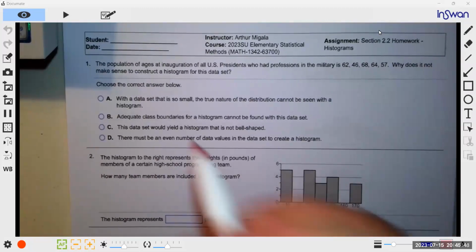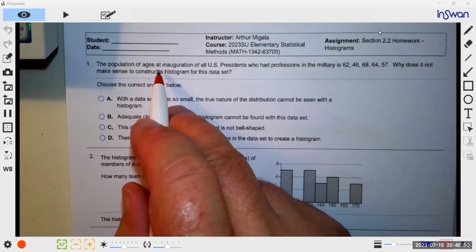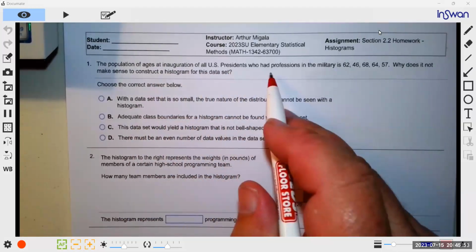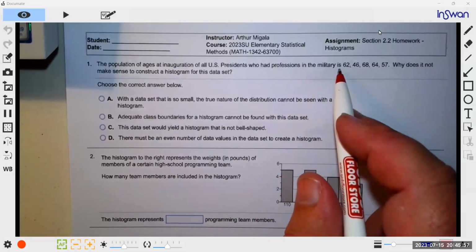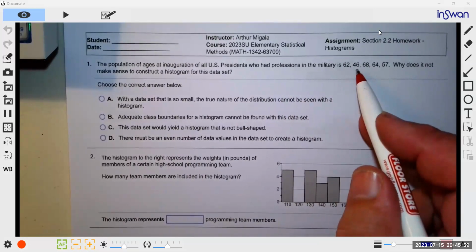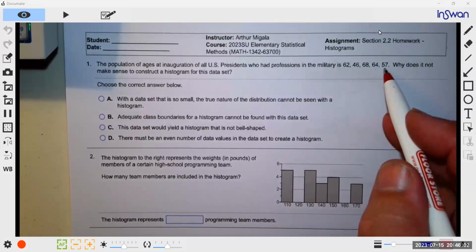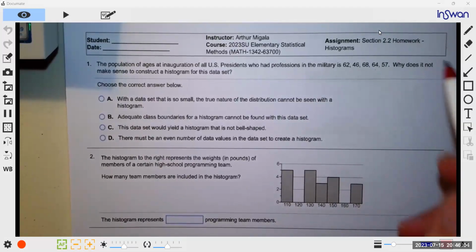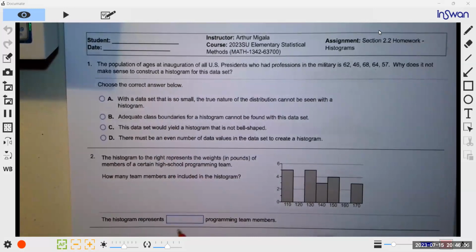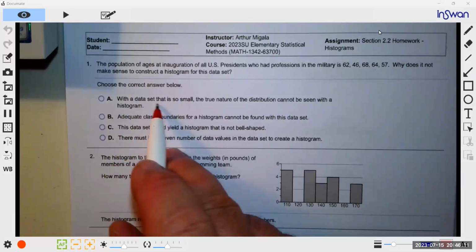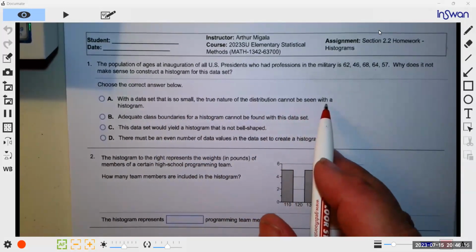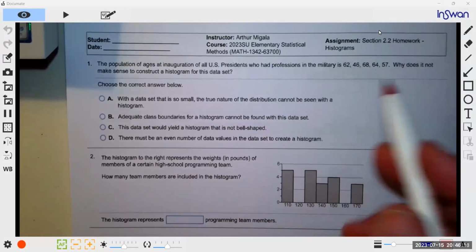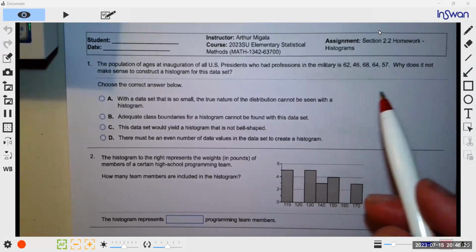Let's get started. The population of ages at inauguration of all U.S. presidents who had professions in the military are 62, 46, 68, 64, 57. Why does it not make sense to construct a histogram with this data set? With a data set that is so small, the true nature of the distribution cannot be seen with a graph. That's just true. Why would you draw a picture of something so small?